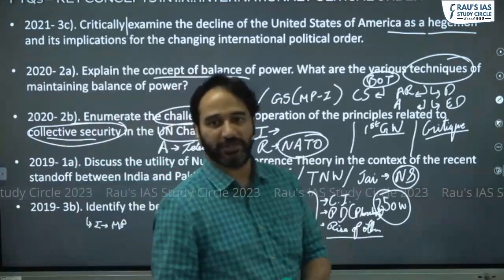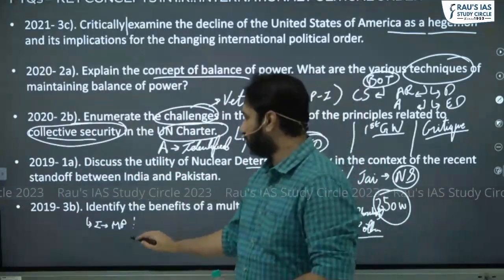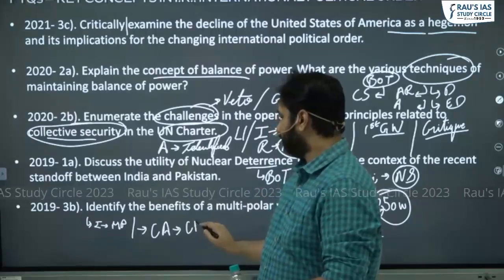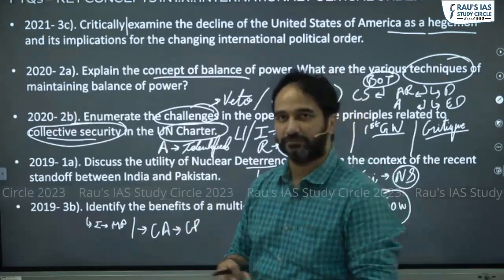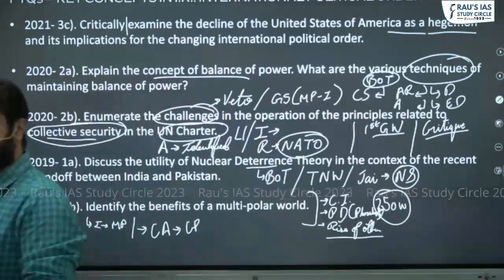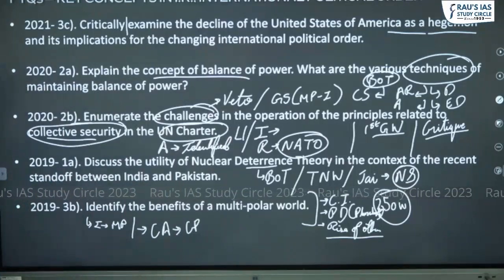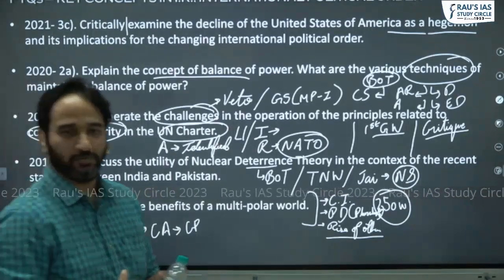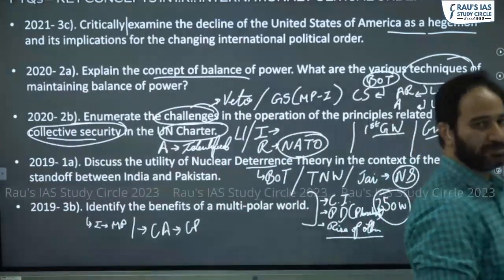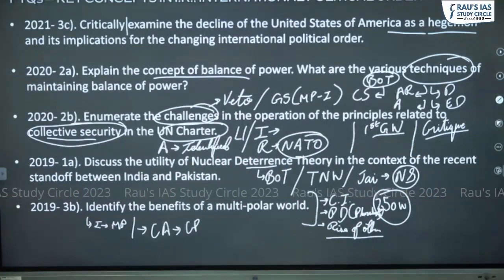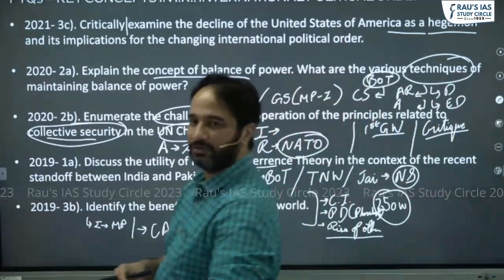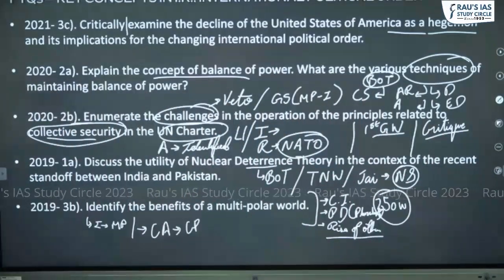What else would you bring in here? That a multipolar world is much more likely to take collective action for collective problems. That is 1, 2, 3, 4, 5. Five points would be enough for that. You have to interlink, right? We've talked about different concepts in different aspects, but once UPSC asks a question, you have to ensure that you're able to interlink different aspects together.